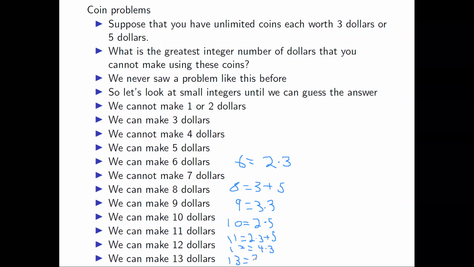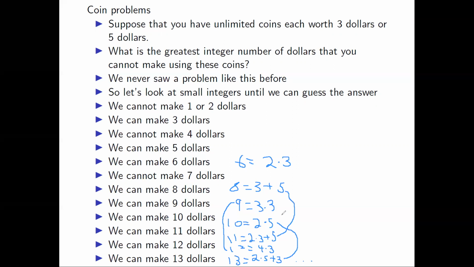13 is just 2 times 5 plus 3. And we can keep on going like this. We can notice that 13, we compare that to 10. It's just with the extra $3 coin on there. 12, we can compare it to 9. Again, it's an extra $3 coin. 11, we can compare to 8. And look, it's an extra $3 coin. That's the only difference between them.